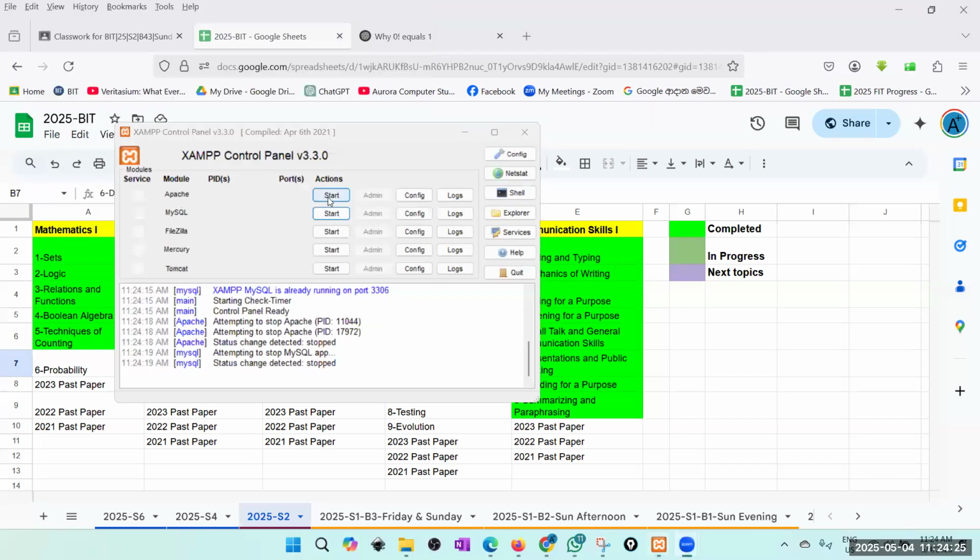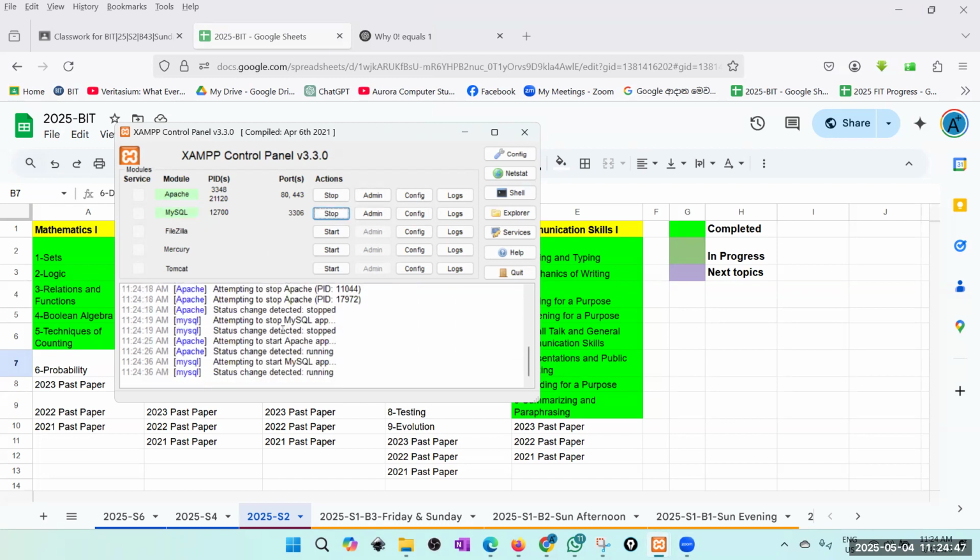So then make sure you start Apache server and MySQL server. Both must be green and no red code here. No red logs here. Now my Apache server is up and running, port 80. Now my MySQL server is also up and running because it's green. If it is red or yellow, there are issues. Then look at the error messages and fix it.